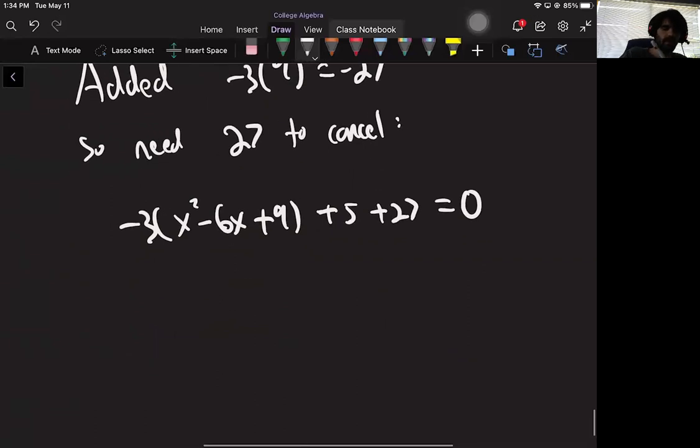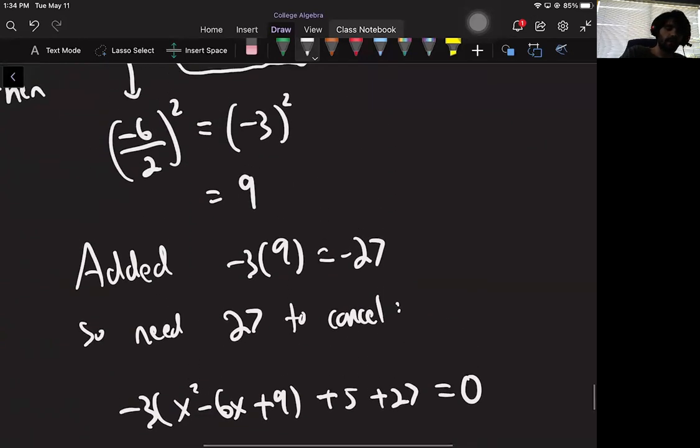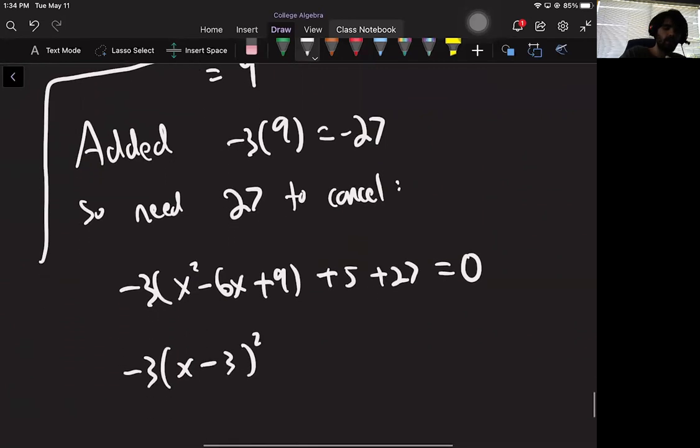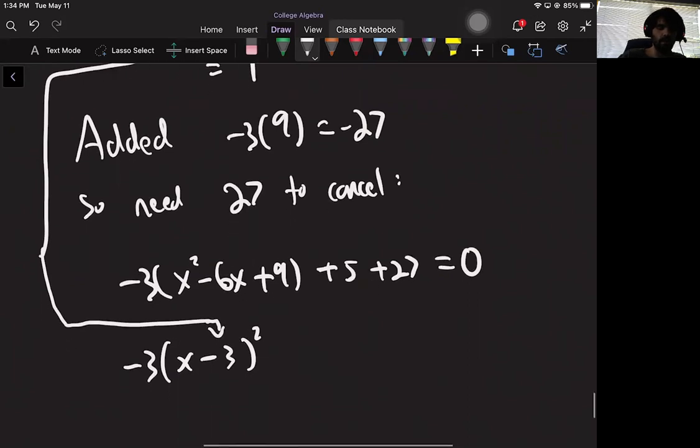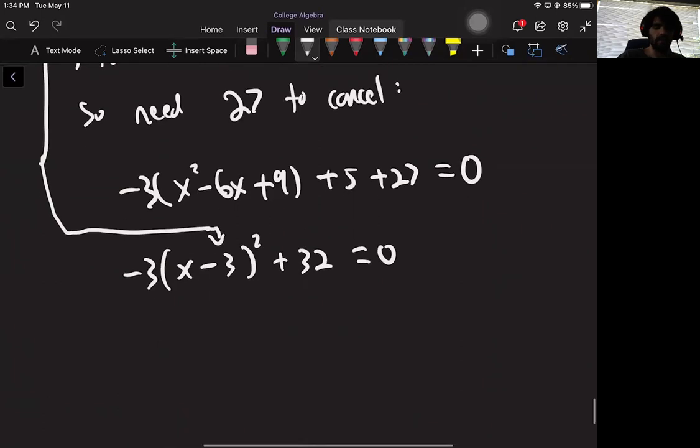Okay, and now I just simplify. So in factor, this guy is now going to factor into (x - 3) squared instead of (x + 3) squared. Again, that -3 is coming from here, the number we had before we squared it, which was a -3. And then 5 and 27 make 32. So now I can solve. So I'm going to subtract the 32.